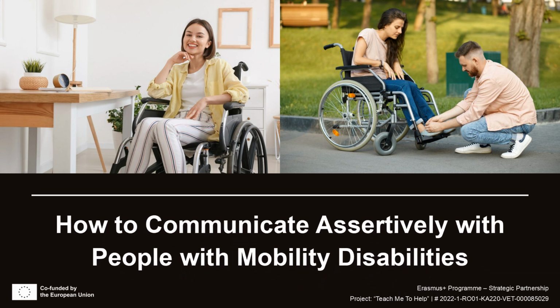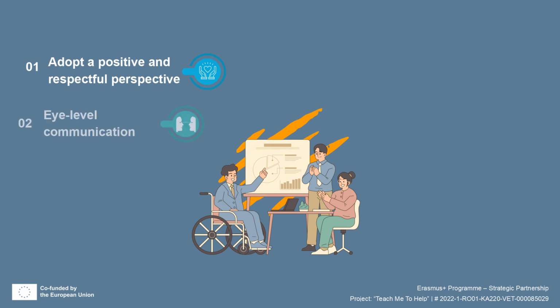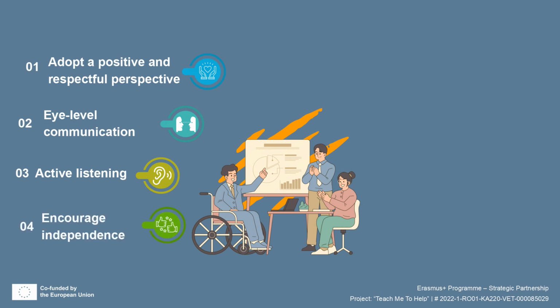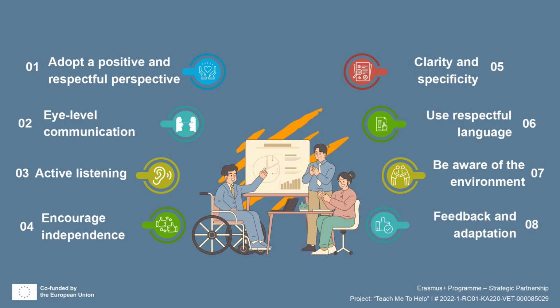How to communicate assertively with people with mobility disabilities. 1. Adopt a positive and respectful perspective. 2. Eye-level communication. 3. Active listening. 4. Encourage independence. 5. Clarity and specificity. 6. Use respectful language. 7. Be aware of the environment. 8. Feedback and adaptation.